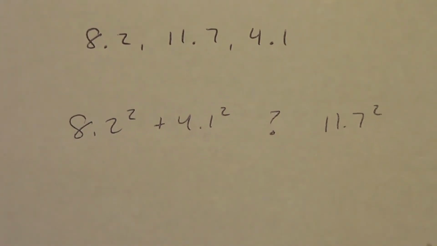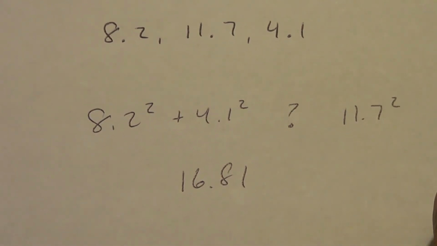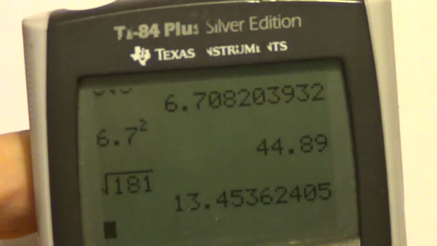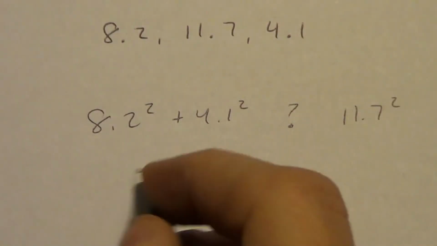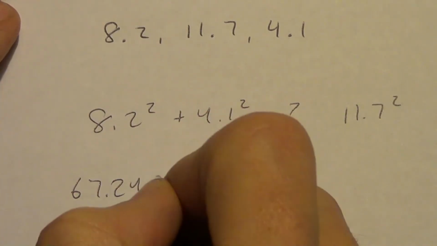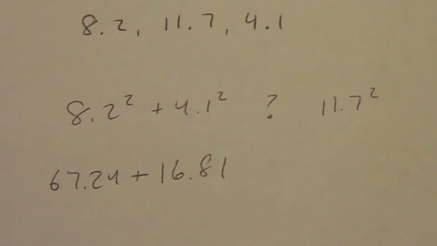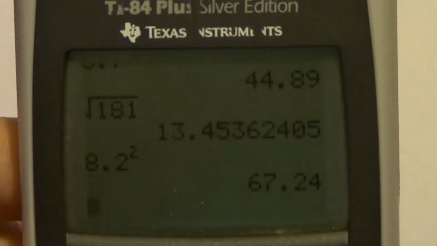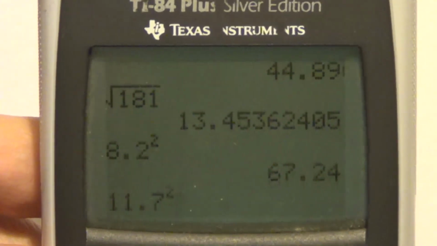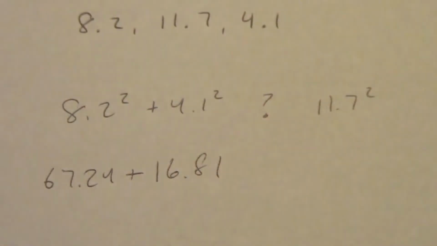4.1 squared, that one's kind of easy, it's 16.81. 8.2 squared is a little harder, let's see, 67.24. I'm going to double check that just to be safe. 8.2 squared, all right, 67.24 plus, all right, 11.7 squared. That was a little more complicated. I'll speed this up, I'm not going to try to do it in my head. 136.89.